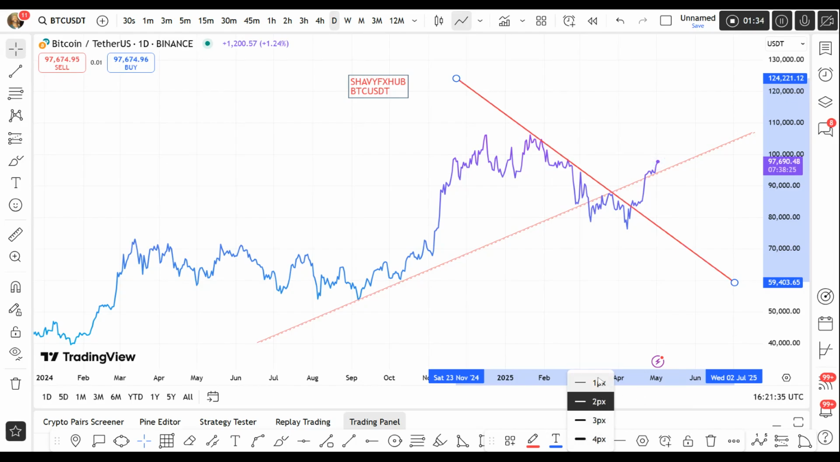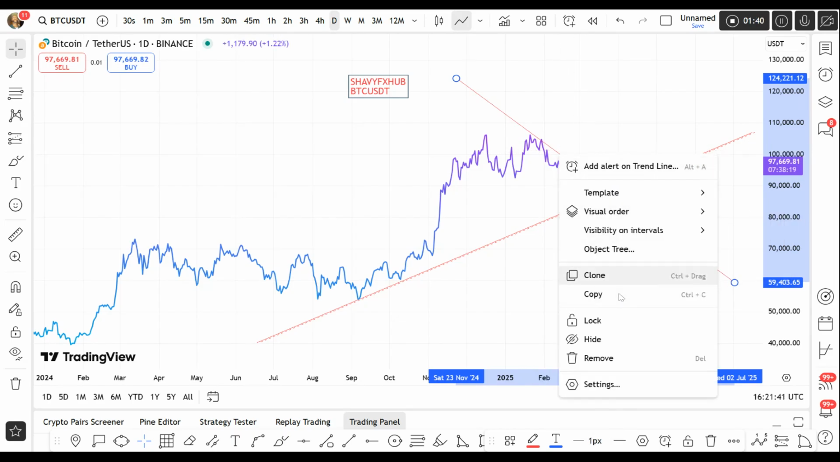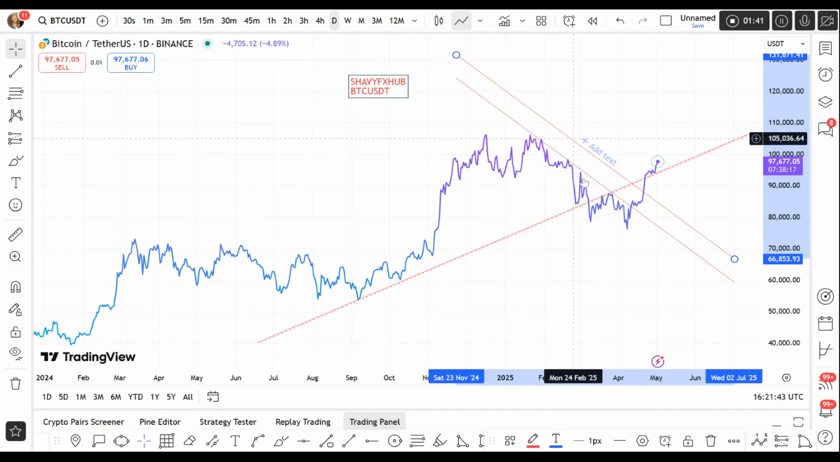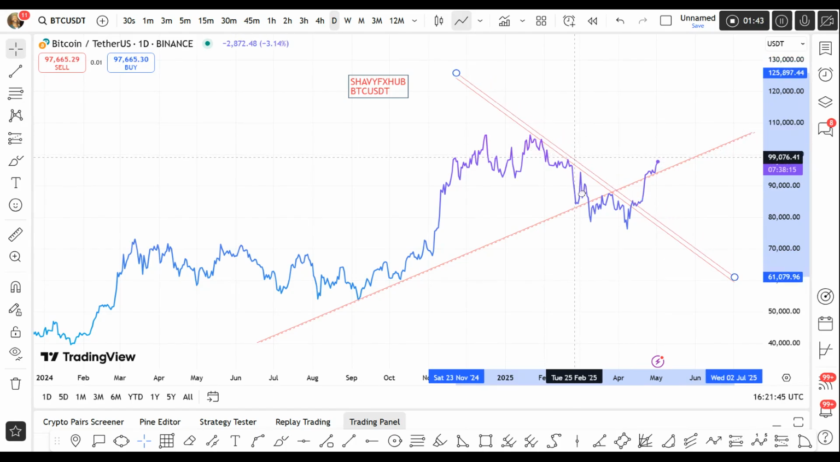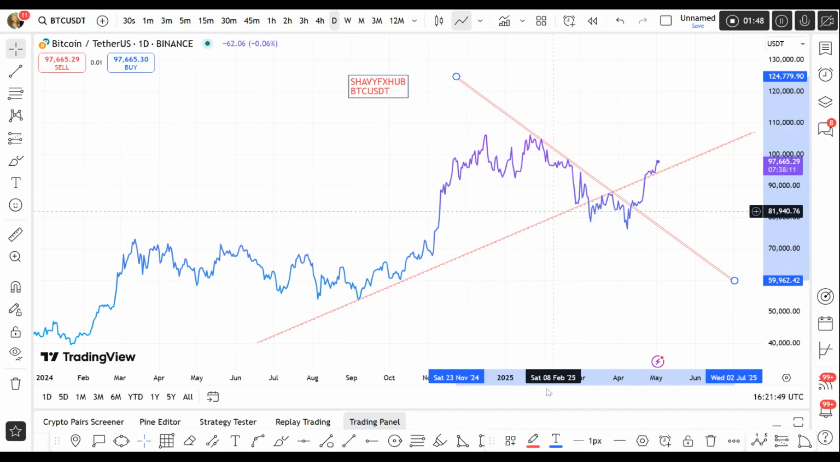But let's not predict the market. Let's watch and see what the market is doing. My new strategy is not to predict the market. My strategy is to watch and see what the market is doing. So let's watch what the market is doing.